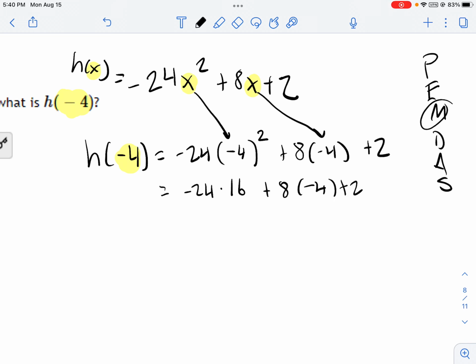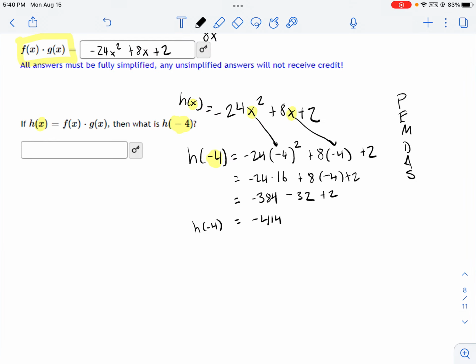So next is multiplication and then addition, right? We'll want to finish this out. So we have negative 24 times 16, which is negative 384. And then minus 32, which is 8 times negative 4. And then plus 2 at the end. So we have negative 384 minus 32 plus 2. And all combined, we end up with negative 414. And that is your h of negative 4. And that is what goes inside your answer box.